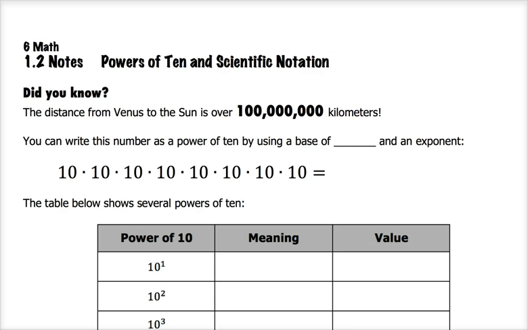So we learned in the last lesson that repeated multiplication can be shortened by using exponents and bases. So this number, 100 million, would be the repeated multiplication problem 10 times 10 times 10 times 10 times 10 times 10 times 10 times 10. And from the last video we learned that as a power we could write this with a base of 10 and an exponent of 8. And that would be 10 to the 8th power.